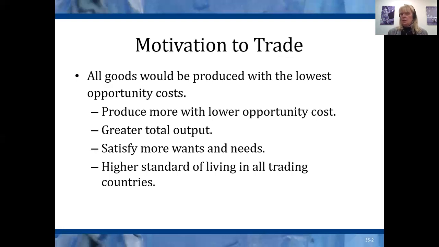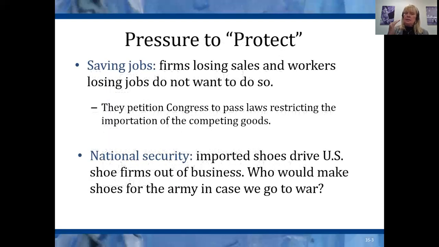Well, that's because when I say that all trading partners have a greater standard of living, it's absolutely true, but there are individuals within those countries that are hurt by trade. And that's one of the things that we have to consider. There is pressure on Congress to protect, to close our borders to trade. And that's not only true here, but in all countries. There's a certain amount of pressure to protect. And one of the reasons for that is to save jobs.